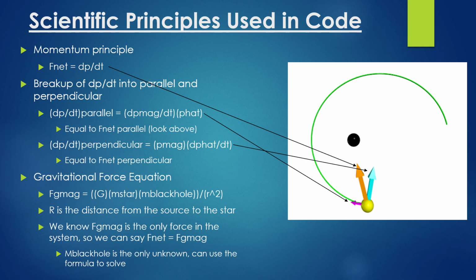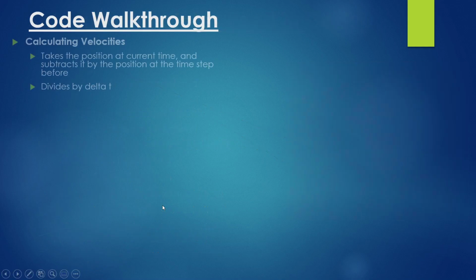And then we also have the force of gravity equation, which is shown here. But we know that Fg mag is the only force in the system, so we can say that Fnet is equal to the force of gravity and the magnitude of it. And in this equation, the mass of the black hole is the only unknown we have, so we can use the formula to solve for the mass of the black hole. Now the code.